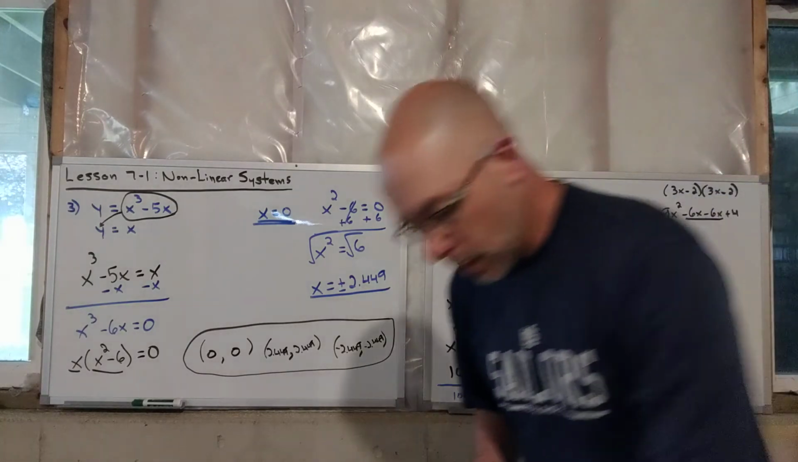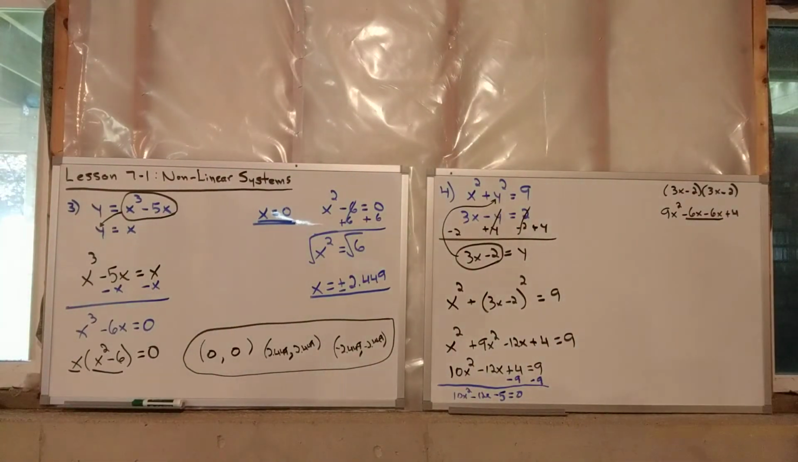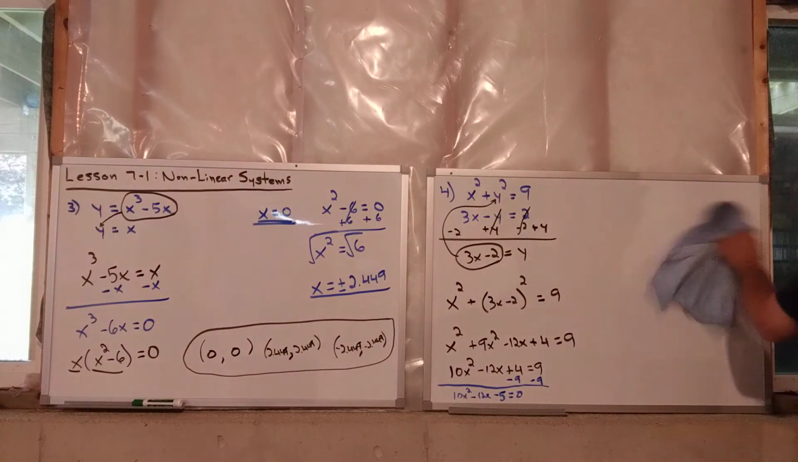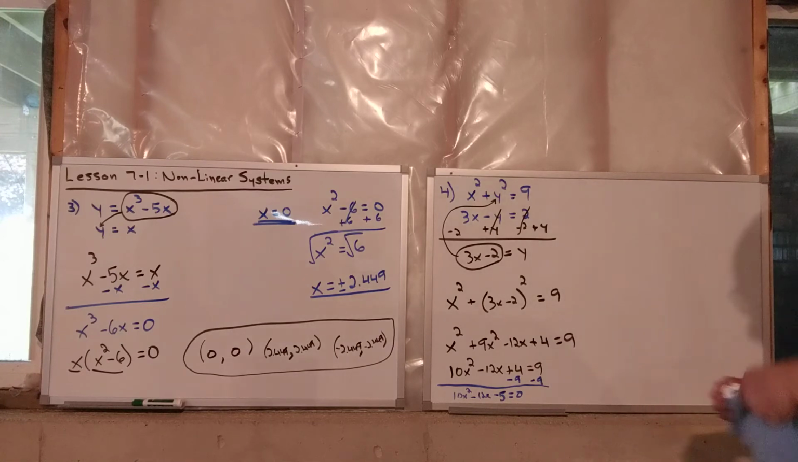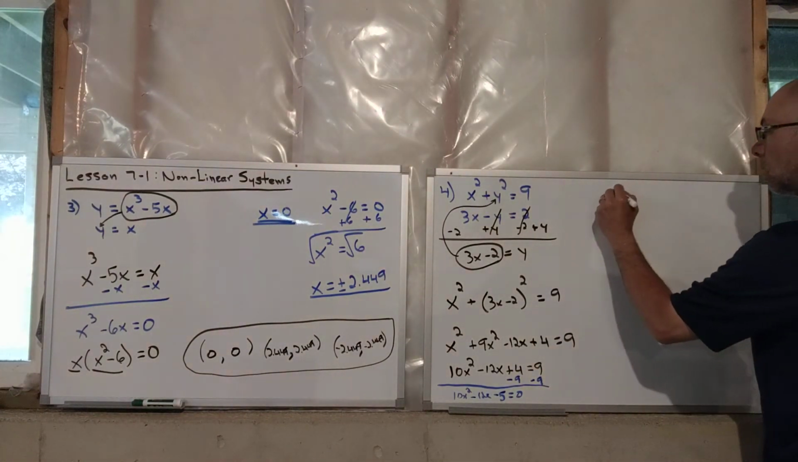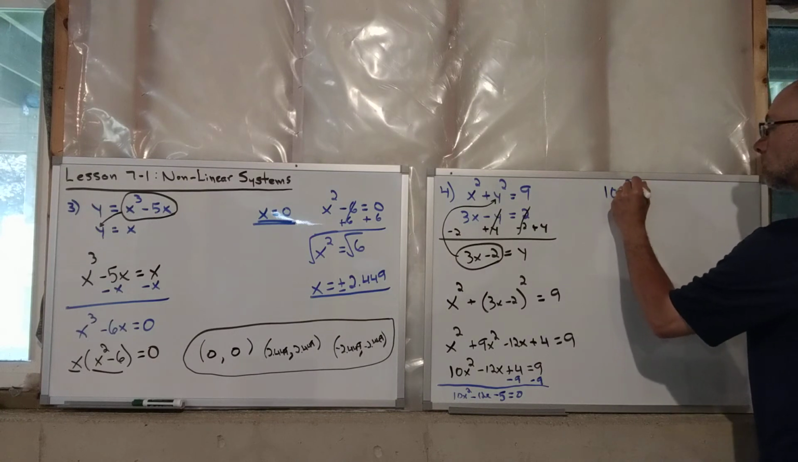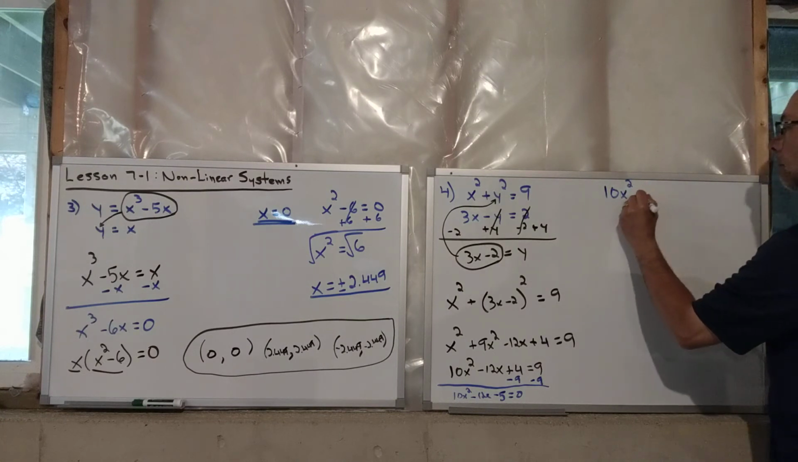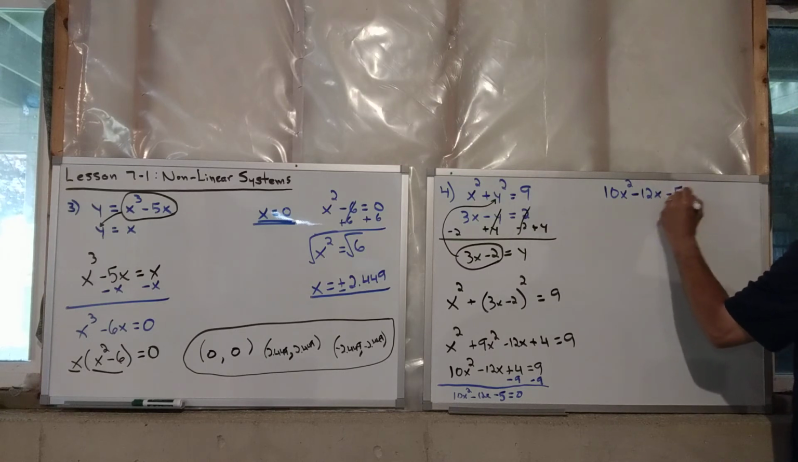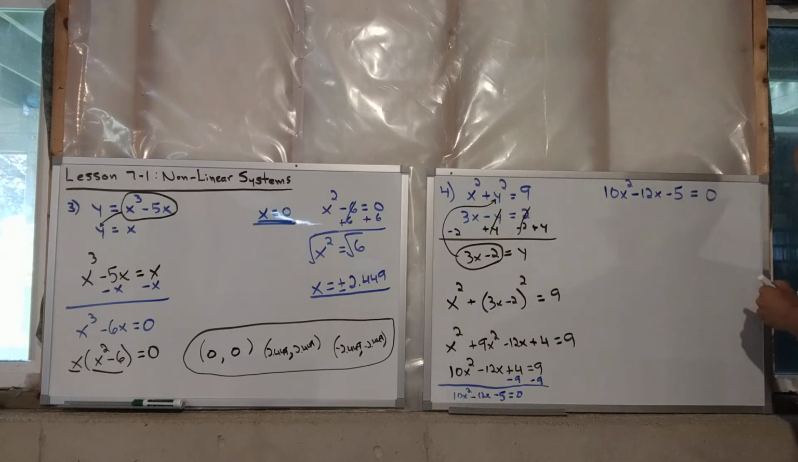Okay, we got our work cut out for us, people. I'm going to get rid of that, because you can always pause the video and go back to that if you needed to see that for a second. Let's move this up here. 10x squared minus 12x minus 5 equal to 0.